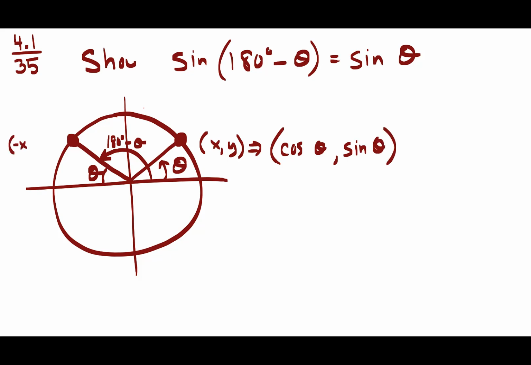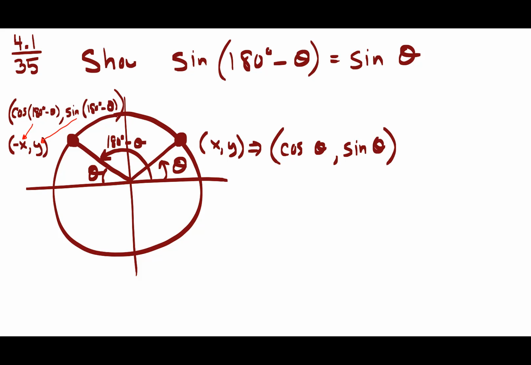On the other side, you're going to write negative x comma y, which translates to cosine of 180 degrees minus theta. Again, that's corresponding to this one right here. And then sine of 180 degrees minus theta. That corresponds to that y value right there. Okay, so how do you prove that these are true?